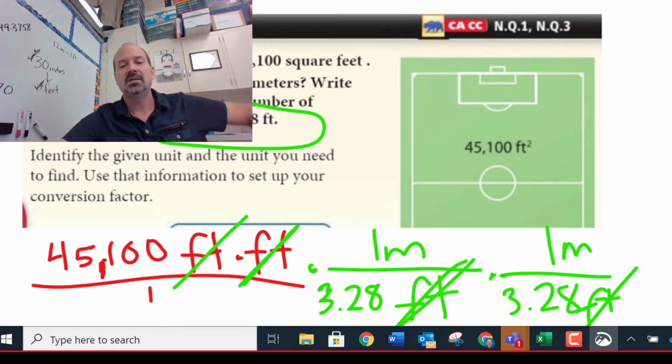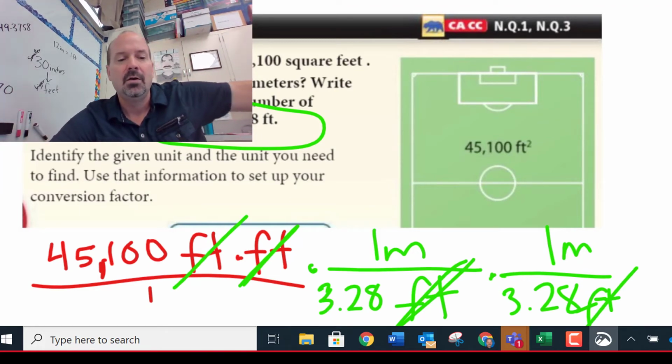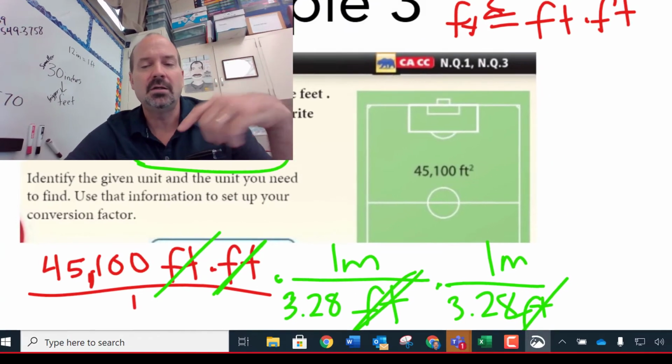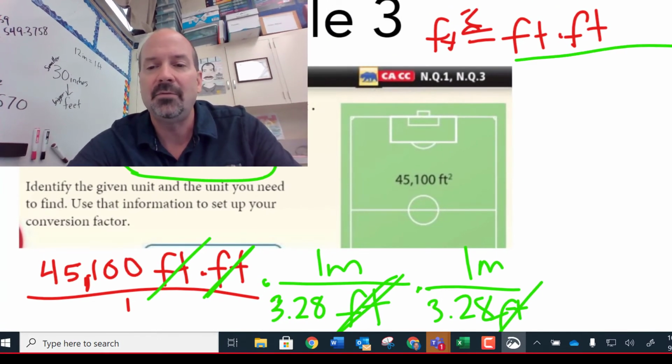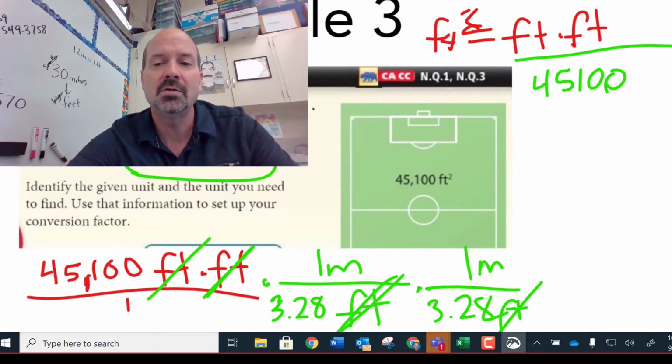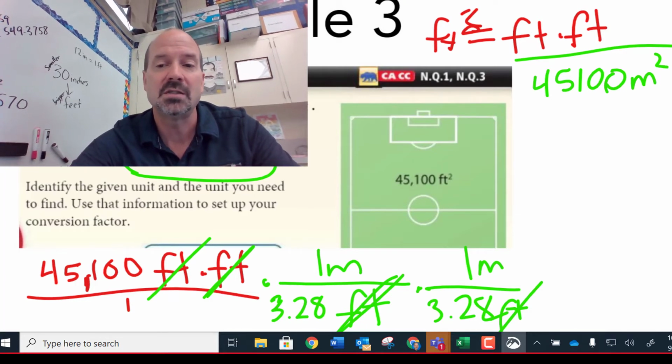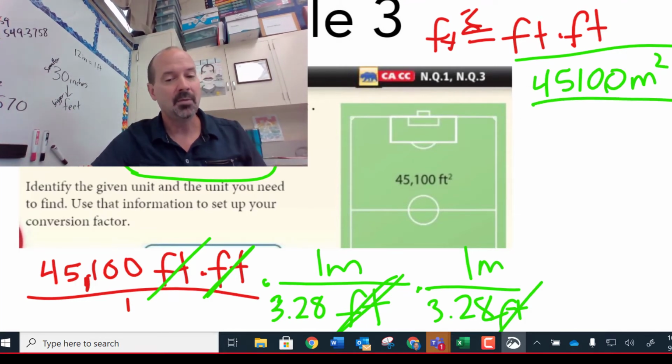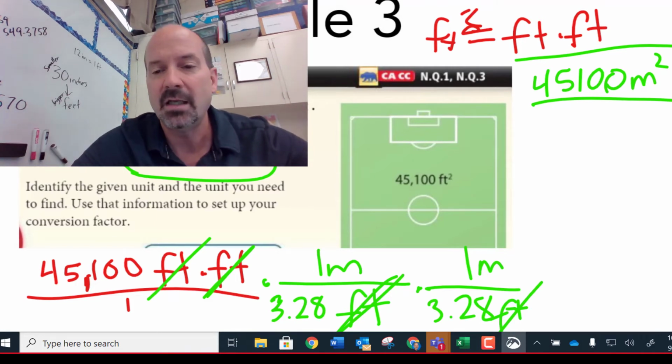Now, what's the number part of my answer? Well, 45,100 times 1 is, I'm going to write it up top if you don't mind, 45,100. And what words are left? Meters times meters, which is meters squared, or square meters, which is exactly what I wanted. On the bottom, you got 1 times 3.28 times 3.28, which is 10.7584. Let's write that down.